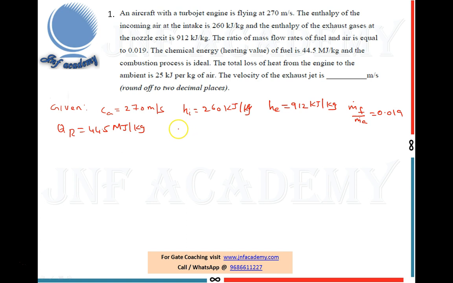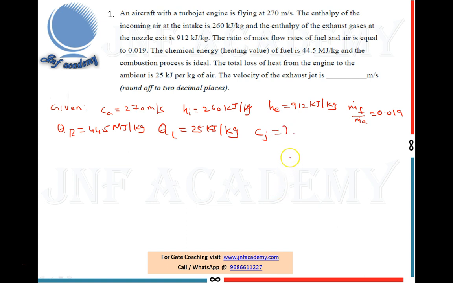They have told us the combustion process is ideal, which means there is no loss of that kind. There is some total loss of heat from the engine to the ambient. The amount of heat we generally denote as Q, and L is considered as loss, so QL, the heat that is getting lost in this process, is 25 kilojoule per kg. The velocity of the exhaust jet, the velocity coming out of the nozzle, is generally called CJ. They have asked what is CJ.